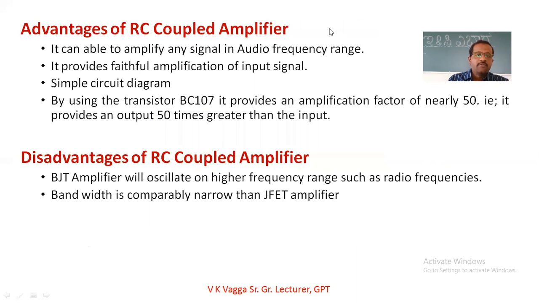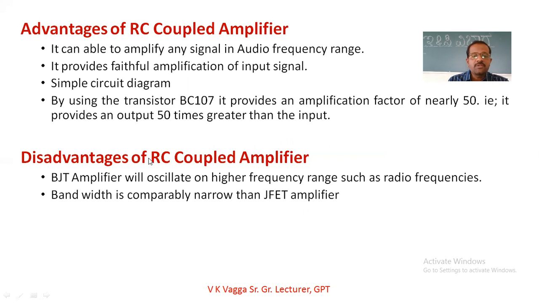Okay, if you take the advantages of the RC coupled amplifier, it can amplify any signal in the audio frequency range. It provides faithful amplification of the input signal, and it is a simple circuit diagram using the transistor BC107. It provides an amplification factor of nearly 50, so it provides an output 50 times greater than the input. That means if you apply an input of 1 volt, it gives an output of 50 volts. This is the amplification factor.